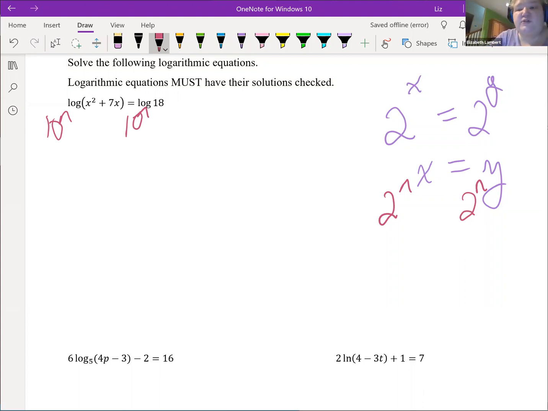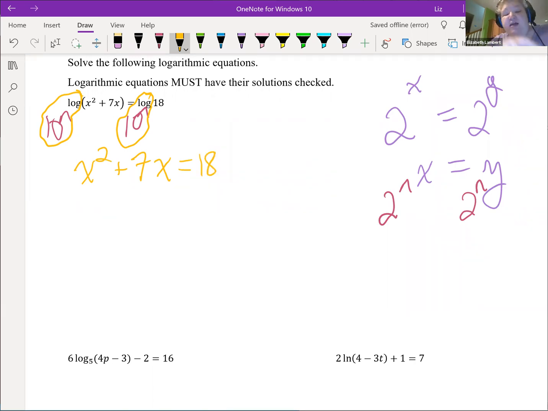But now that I have those 10 carets, that is undoing the log. And we did actually have this in the property section, like 2 to the log base 2 of x is just equal to x. The 2 and the log base 2 cancel out. Or log base 2 of 2 to the x is just x, because log base 2 and the 2 cancel out. They actually become a 1 and the x would go on the line, but you get the idea. So same thing here. So now I just have the equation x squared plus 7x equals 18.